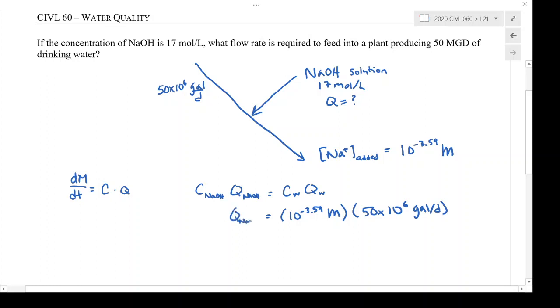Solving for this, and then my concentration is 17 moles per liter. Now the nice thing here is that some of my units are English and some of them are metric, but it doesn't matter as long as my C units are all the same and as long as my Q units are all the same. So then I can solve for the flow rate and I get 756 gallons per day, and that's my answer.